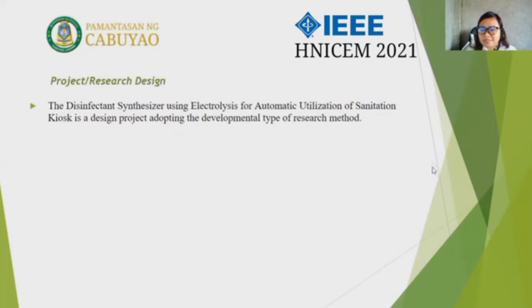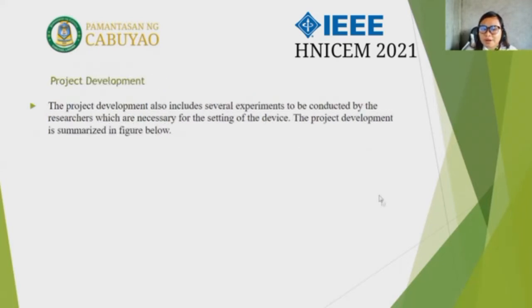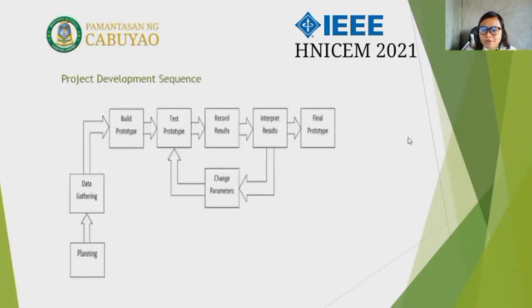The disinfectant synthesizer using electrolysis for automatic utilization of sanitation kiosks is a design project adopting the developmental type of research method. The project development also includes several experiments to be conducted by the researchers, which are necessary for the setting of the device. The project development is summarized in the figure. The project development defines the process and activities that the researchers will undergo for the development of the design project, from the formulation of the concept to the finalization of the final prototype.